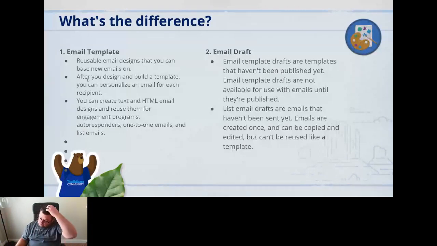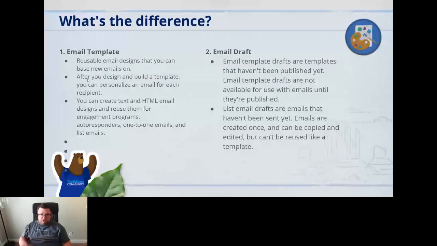The other great thing about email templates is that they are used for more than just sending list emails. An email template is the foundational use for automations and triggered emails. Email template drafts are templates that haven't been published yet. So you go through the process of building a template, but you haven't clicked publish. Clicking publish means that it is now available for use in a list email or whatever the use case is that you designed it for.